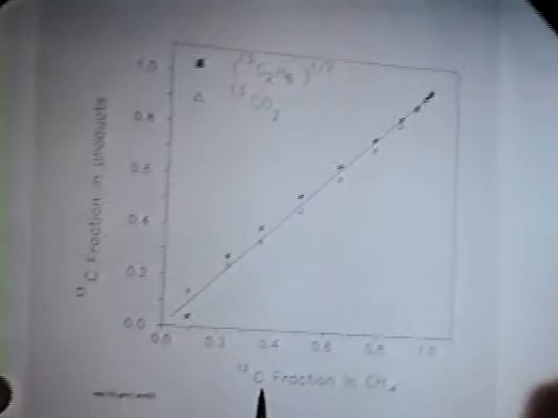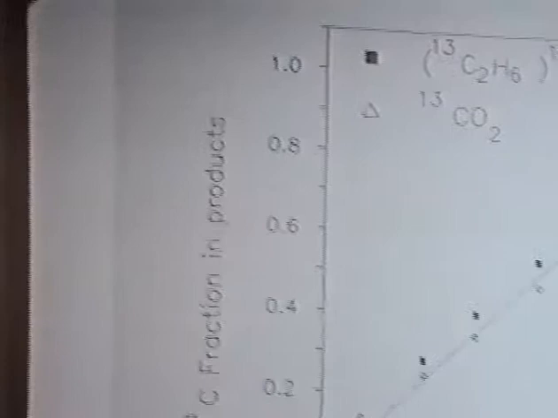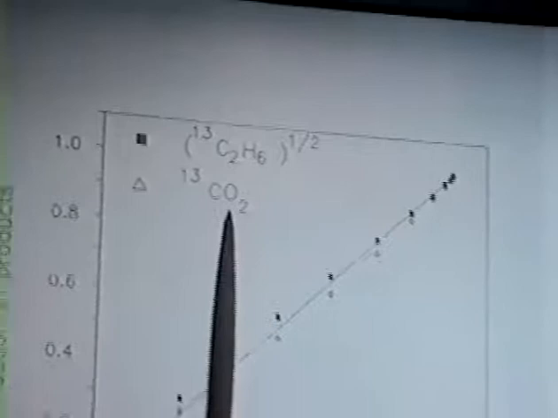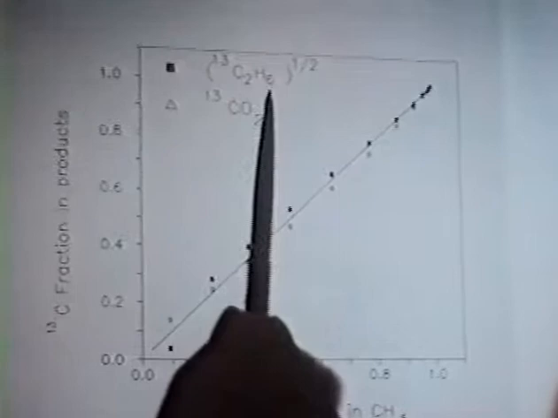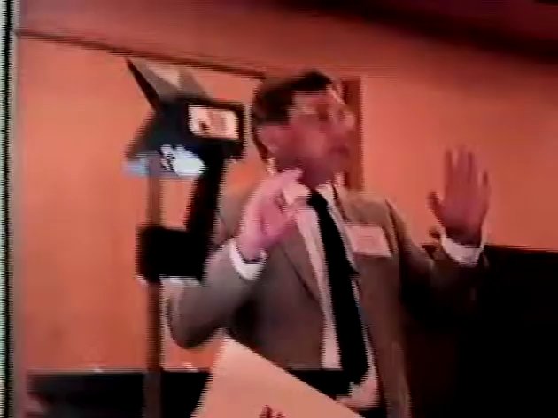And I plot here the C13 fraction in the methane against the C13 fraction in the products, plotted directly against the carbon-13 in the CO2 and against the square root of the C13 in the ethane. And you can see there's a perfect correlation. And what that again means is that the isotopic composition of the gas phase and the products are instantly equilibrated, even though you have a big pool of methane of a quite different isotopic composition sitting on your catalyst surface.